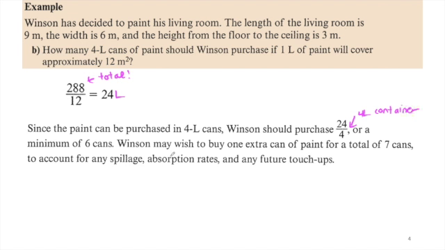So Winston may wish to buy an extra can of paint for a total of 7 cans to account for any spillage, absorption rates, or any future touch-ups. Okay, but that's just a wish. I would expect you to put at least 6 cans there, a minimum of 6 cans there. Okay.